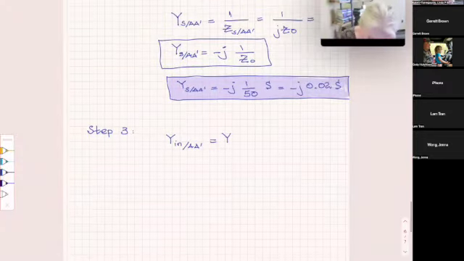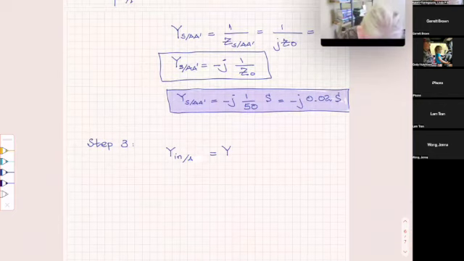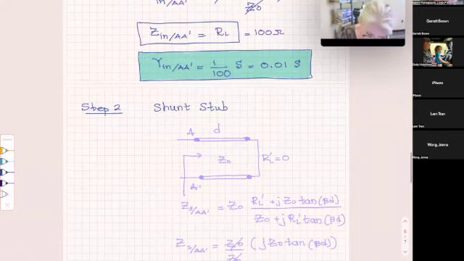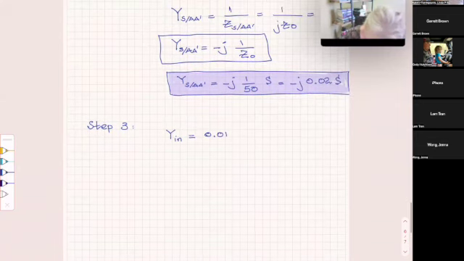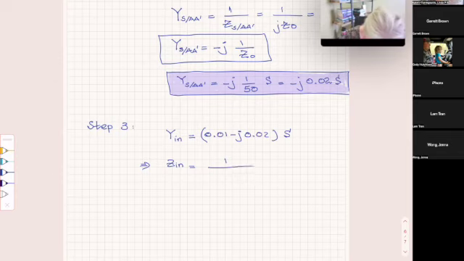Perfect. So now we have, what did we say? The other one was 0.01, and this one was minus j 0.02, and that is in Siemens. Or if you want to find from here, the input impedance is 1 over Y input, which is 0.01 minus j 0.02, and that will be in ohms.